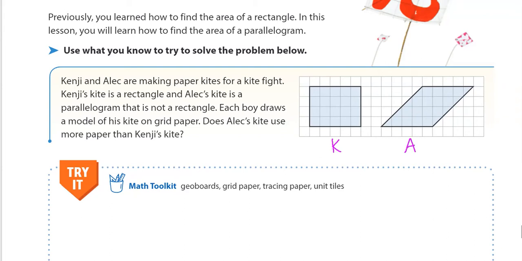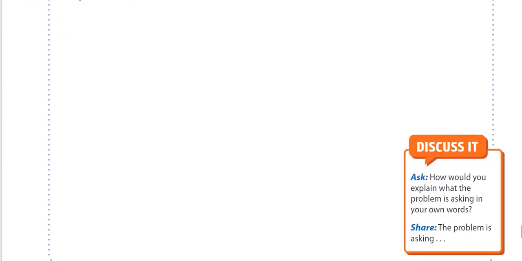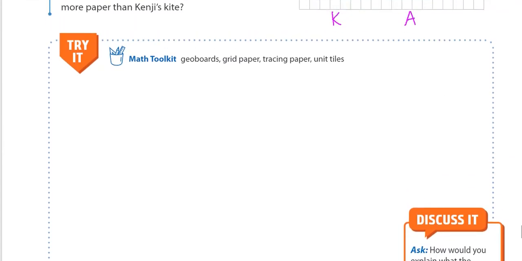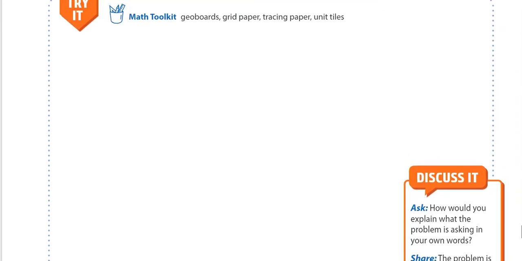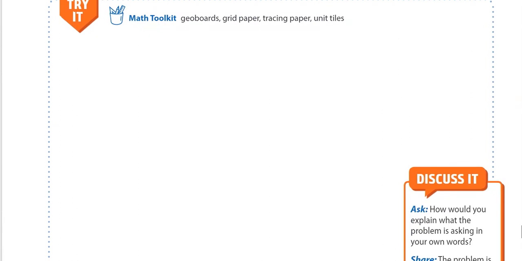So technically they're both parallelograms, right? Because a rectangle is a parallelogram. We just went over that. Each boy draws a model of his kite on grid paper. Does Alec's kite use more paper than Kenji's kite? Which is basically asking, do they have the same area or not? So I want you to try to figure that out in this space down here on your own. And then when you're done, I'm going to show you how I'm going to do it on the next page. But until you've tried it on your own, you're going to hit pause right now.